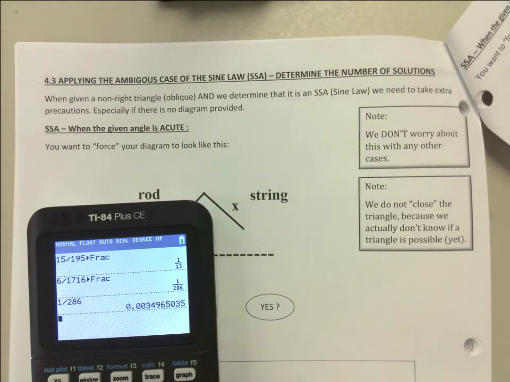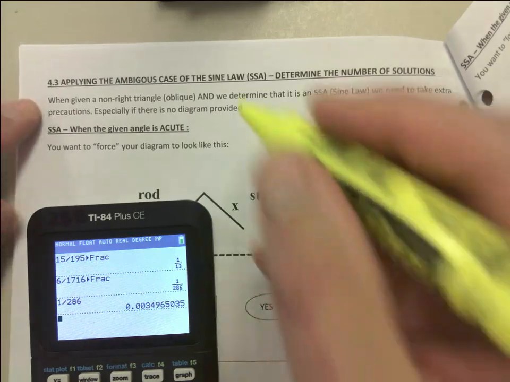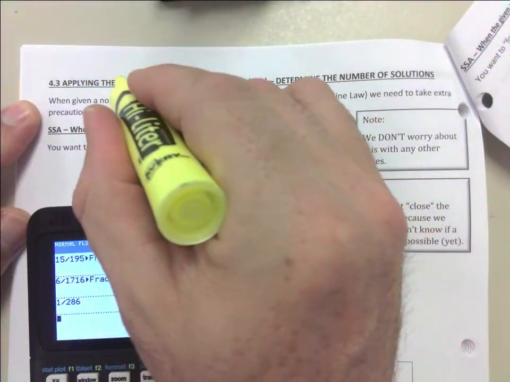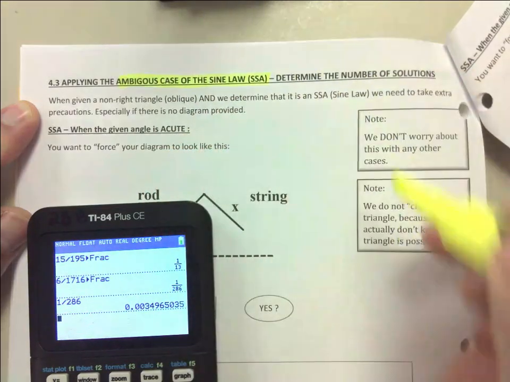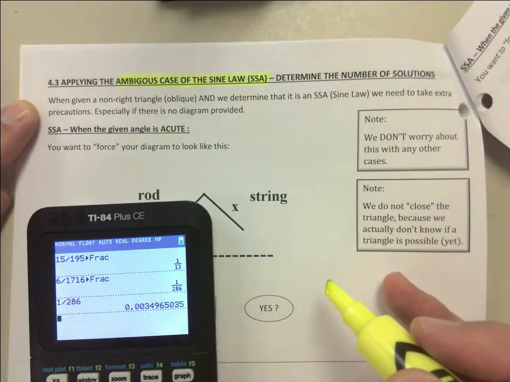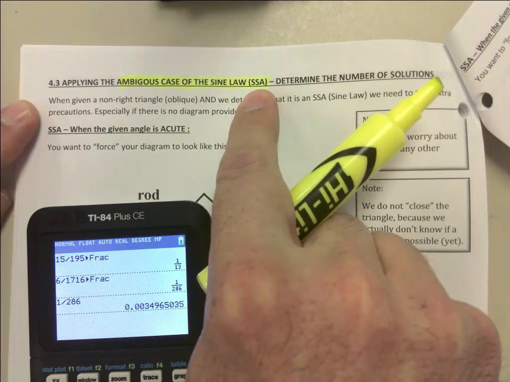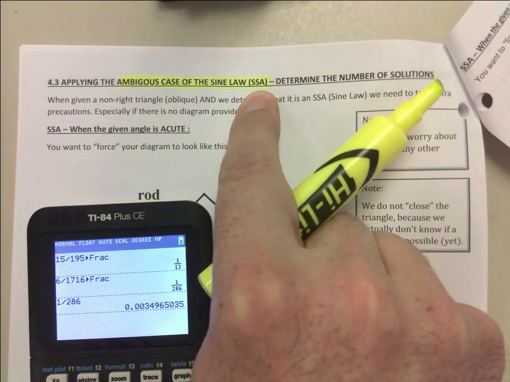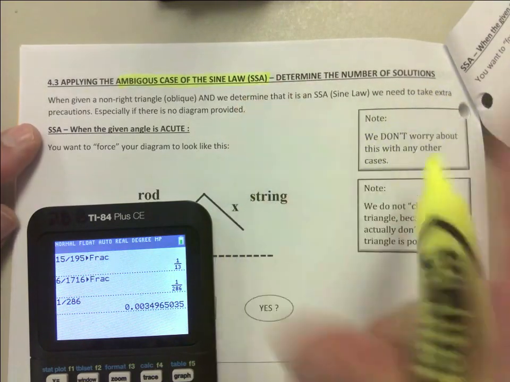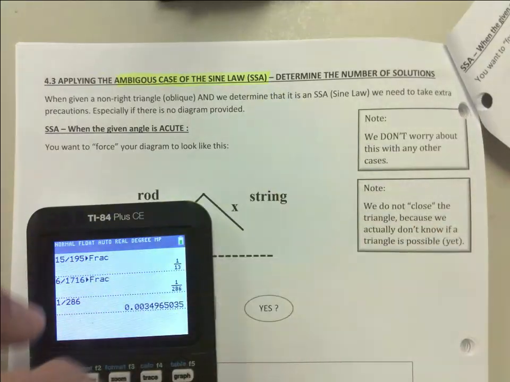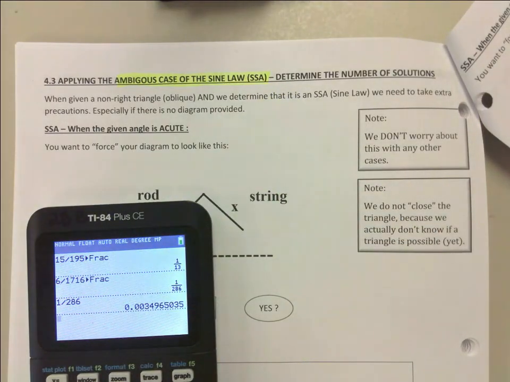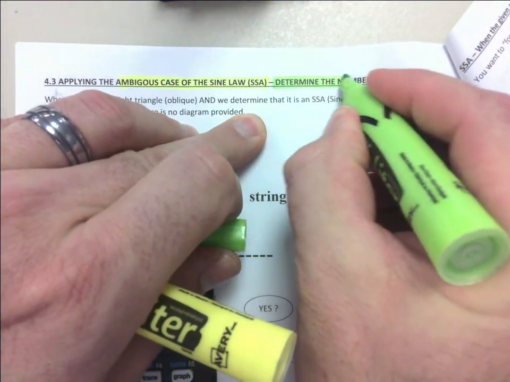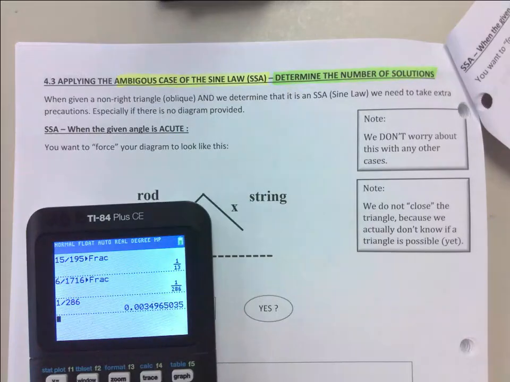This part right here, we call it the ambiguous case of the sine law. The only time you have to worry about it is if you have side-side-angle. I will show you how to recognize it without graphing. When it's an SSA and you have no diagram, I repeat, there's no diagram when these arise, you need to determine the number of solutions that are possible. Okay?